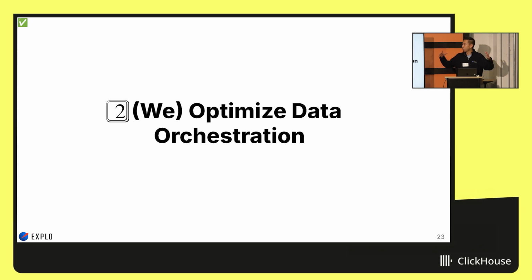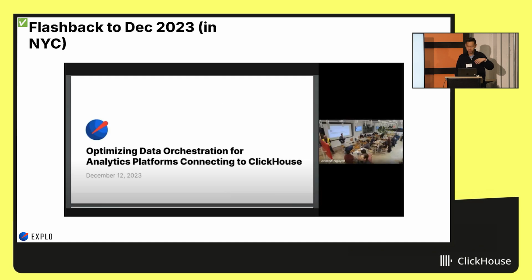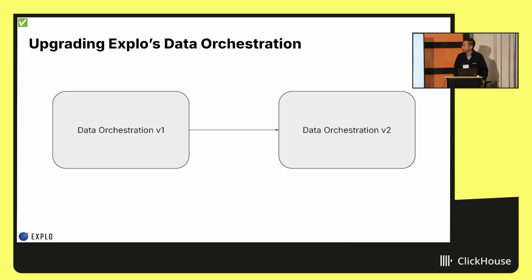Now let's get into some more of the meat in terms of what we at Explo can do and have done to optimize the data orchestration when it comes to having that information flow through our architecture. I gave a similar-ish talk in December 2023 when we had just started to transition some of our architecture to this new age that I'll be going into. A lot has changed since then, and we've learned a ton, so I'm excited to talk about that. The old data orchestration is called Data Orchestration V1, and now we're building Data Orchestration V2.